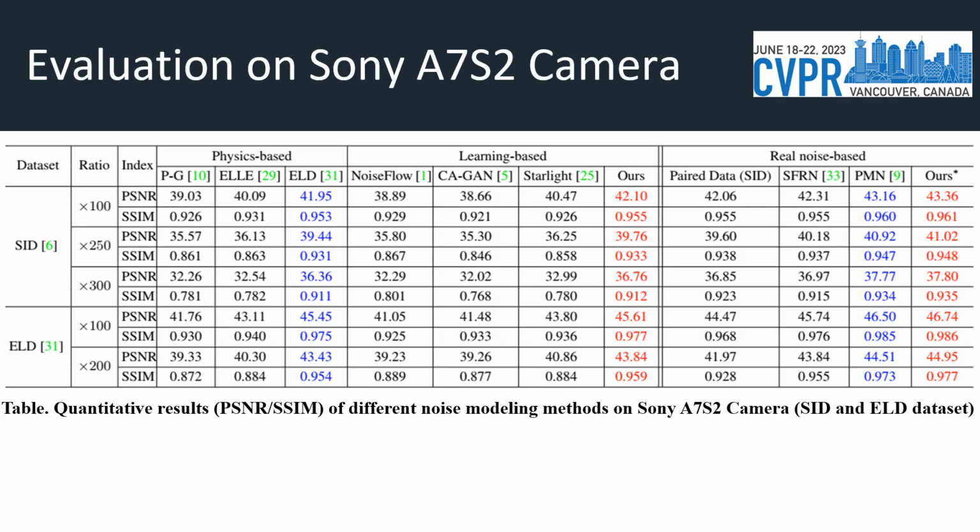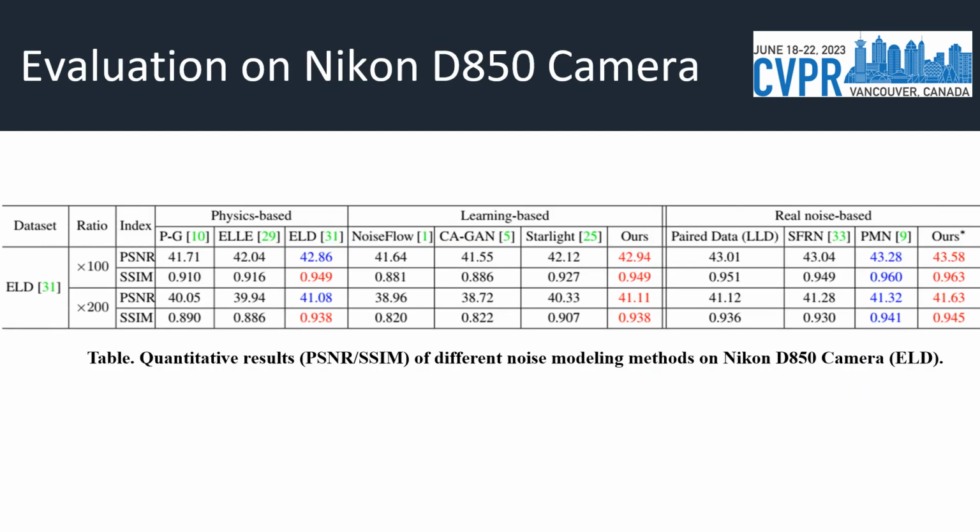Experiments. We use our noise model in 2 noisy image synthesis schemes, clean image-based and real noise-based, which are denoted by ours and ours asterisk. We compare our physics-guided ISO-dependent noise model with 3 learning-based methods, 3 physics-based methods, and 3 real noise-based methods. Our physics-guided ISO-related noise model, ours, can outperform ELD since we have considered the ISO dependence for black-level error noise and FPN. When evaluated on the Nikon D850 camera, our model achieves the best performance.